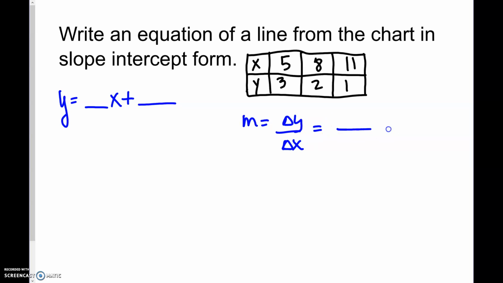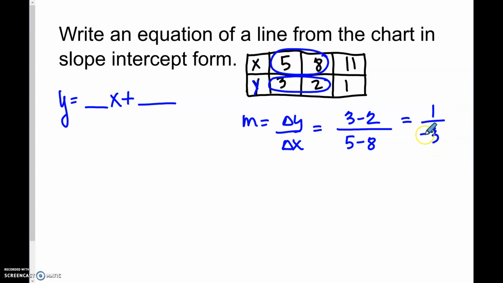So we need to grab two y values. The y values are here on the bottom. So I'm going to write 3 minus 2. Then we put our x values on the top. Make sure you do them in the same order. I went left to right, so I need to write 5 minus 8. Okay, now let's do the math. 3 minus 2 is 1. 5 minus 8 is a -3. So our slope is 1 over -3.